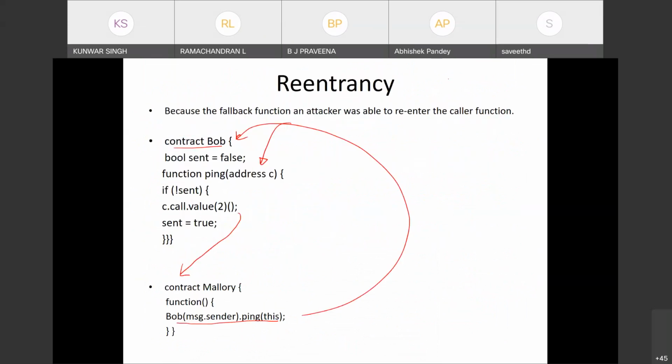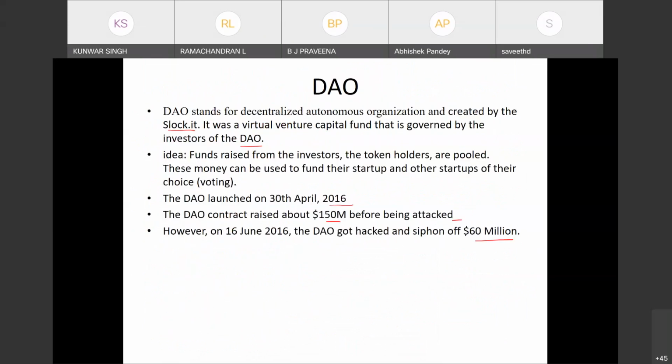Sir, one more question. You were telling two things: call, transfer, and another one, send. In transfer it is revertible, and in send it is not revertible. In call, can you revert back? No, it is not revertible. Only transfer is revertible; send and call are not revertible.